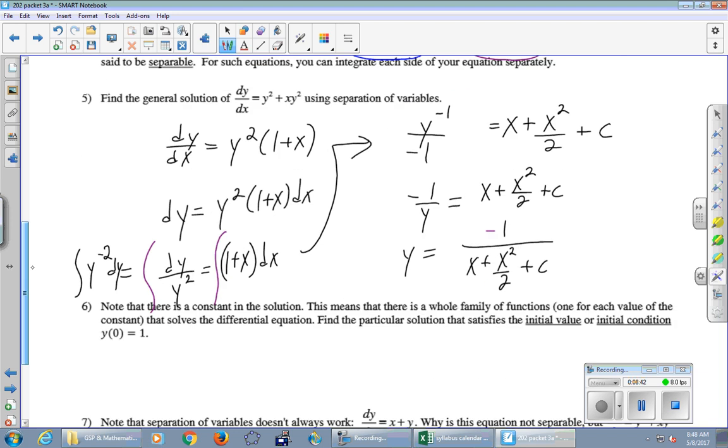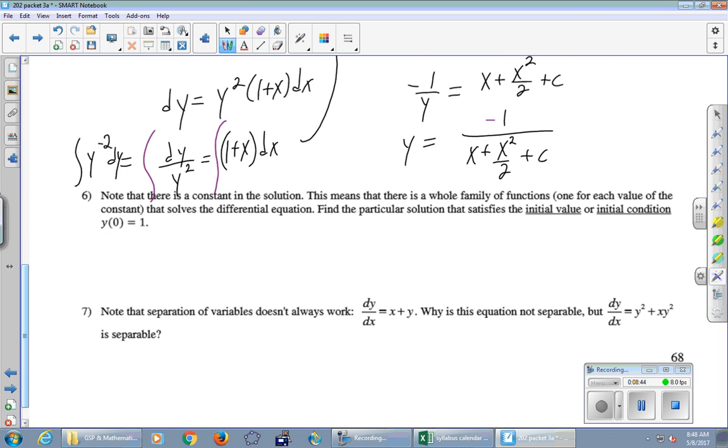Okay, number 6 says, note that there is a constant in the solution, that plus c there. This means there's a whole family of functions, one for each value of the constant, that solves the differential equation. Let's find the particular solution that satisfies the initial value or initial condition, y of 0 equals 1. Let's do that here.